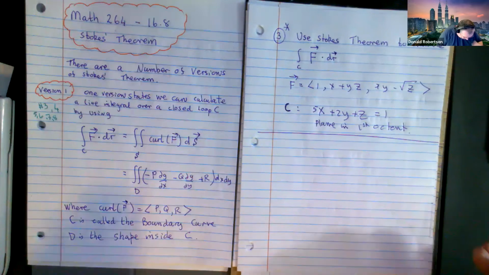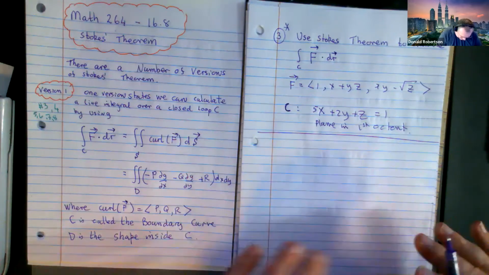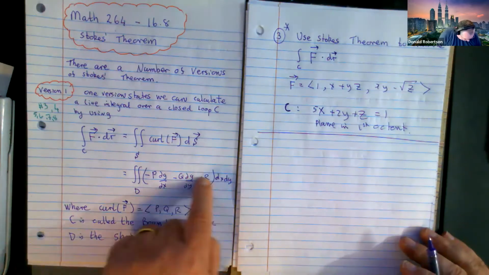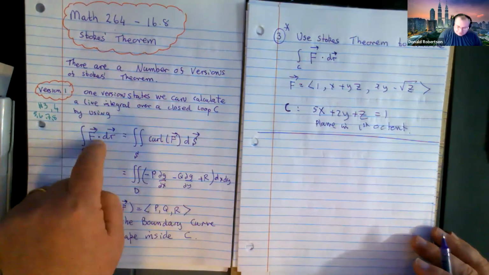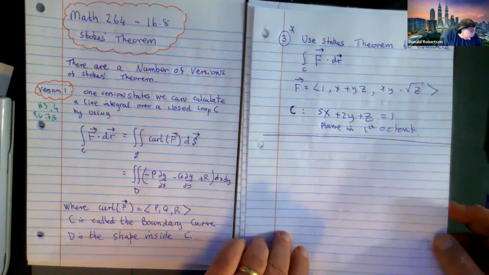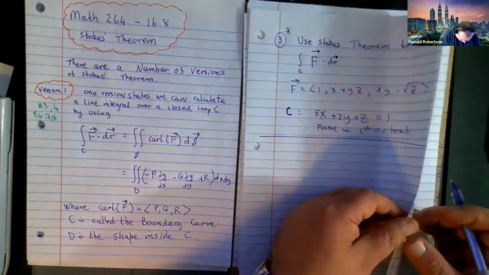So we know that there's lots of bits and pieces that we need to get, and then when we put them all together, we'll be able to get this double integral. And the answer to that is what we're looking for. So let's do the curl again.